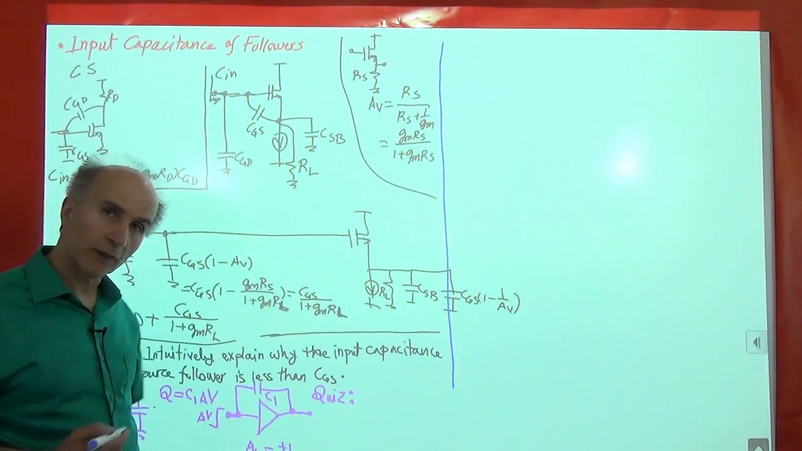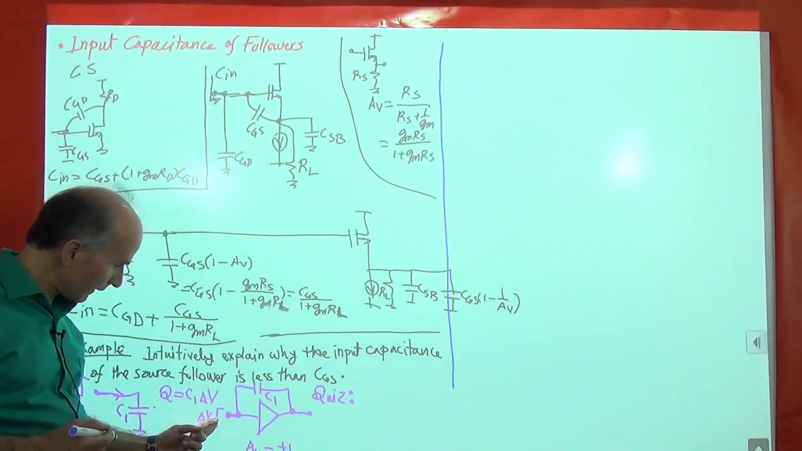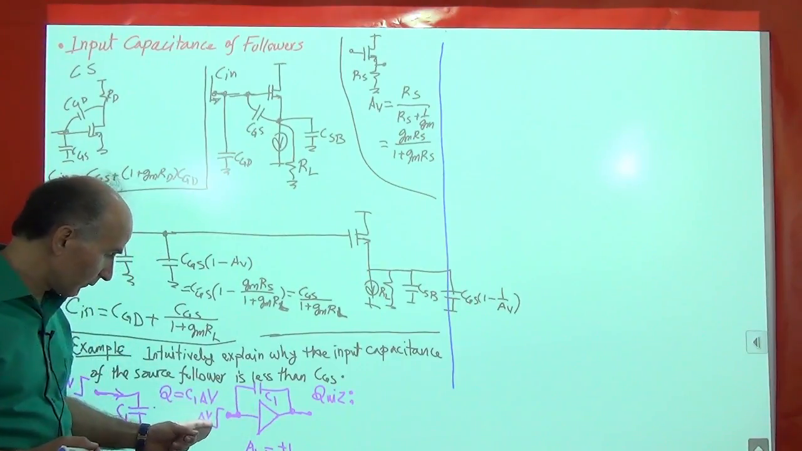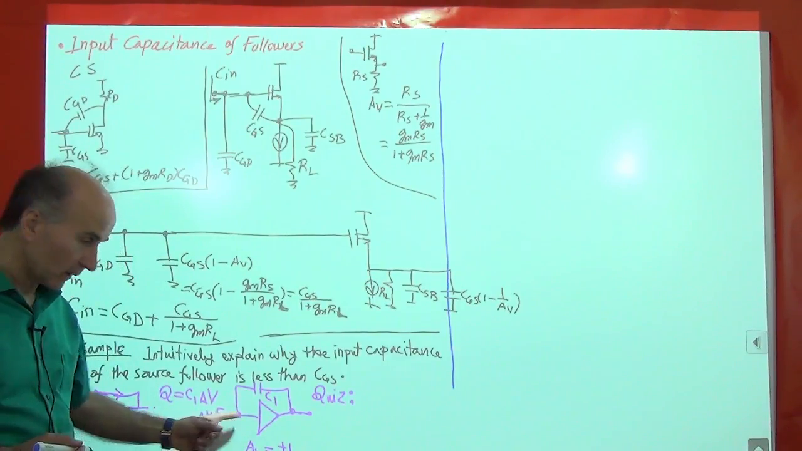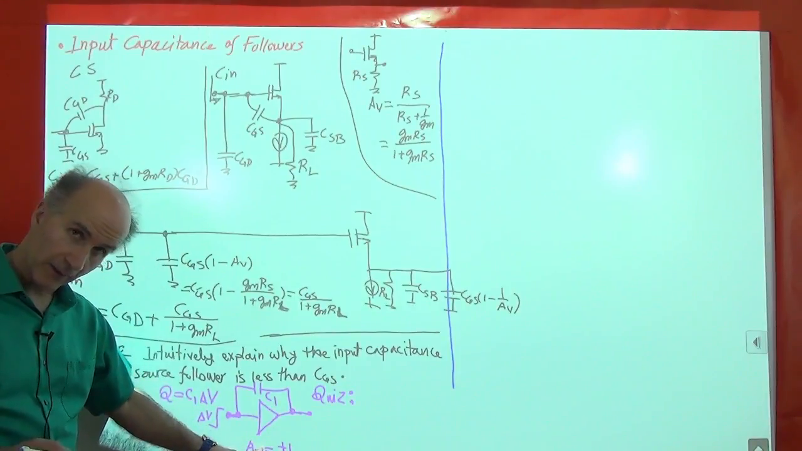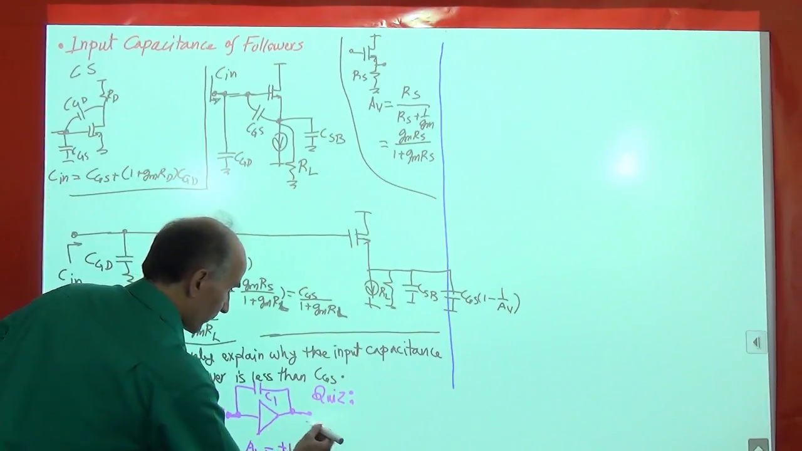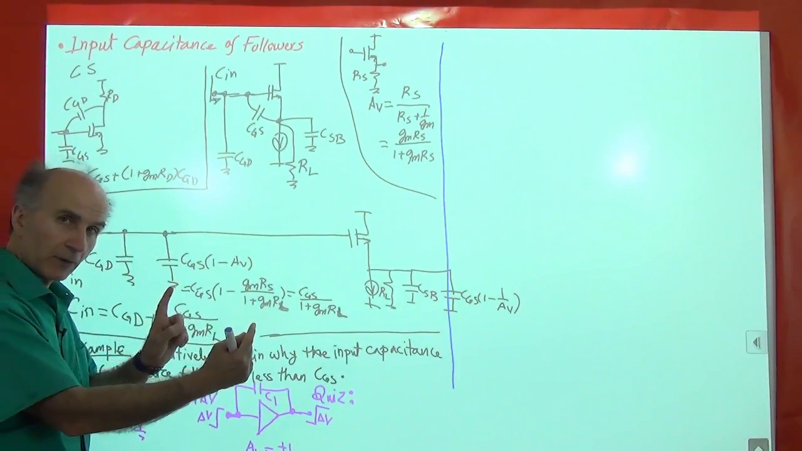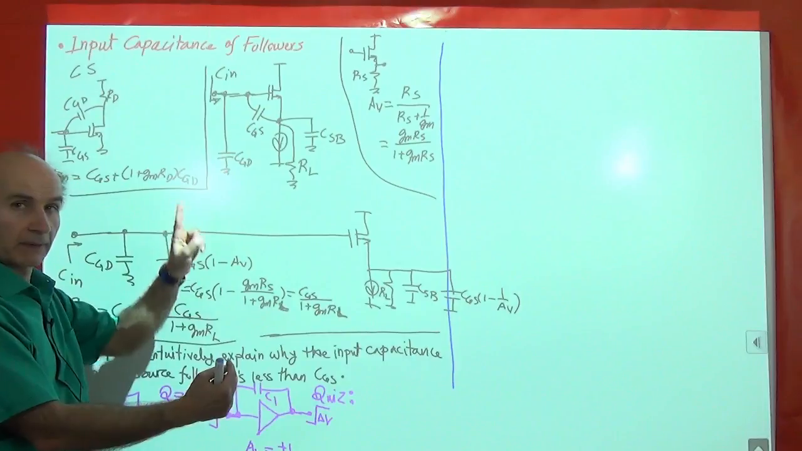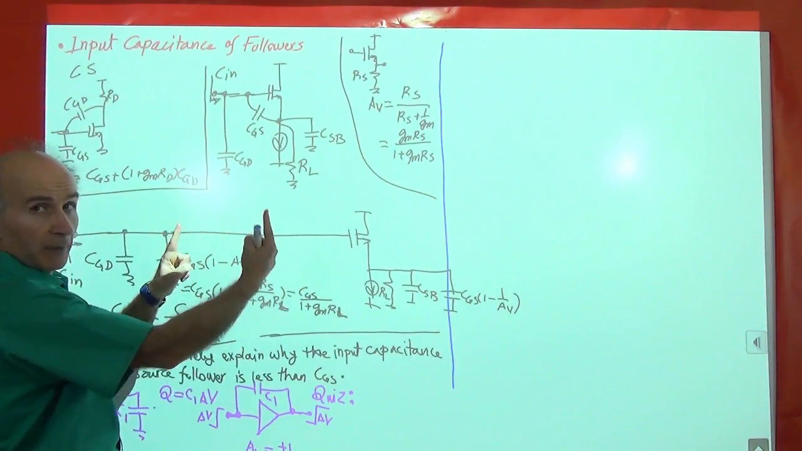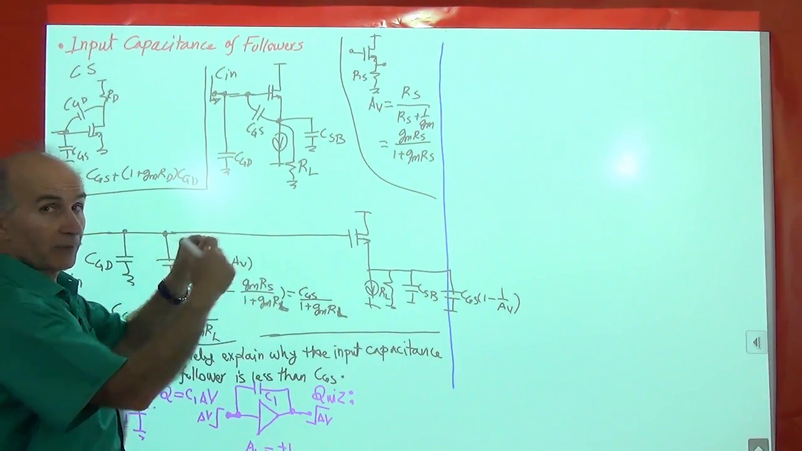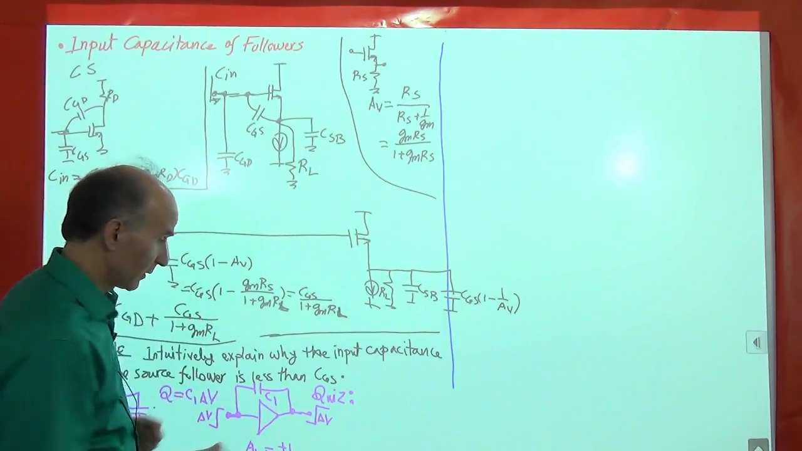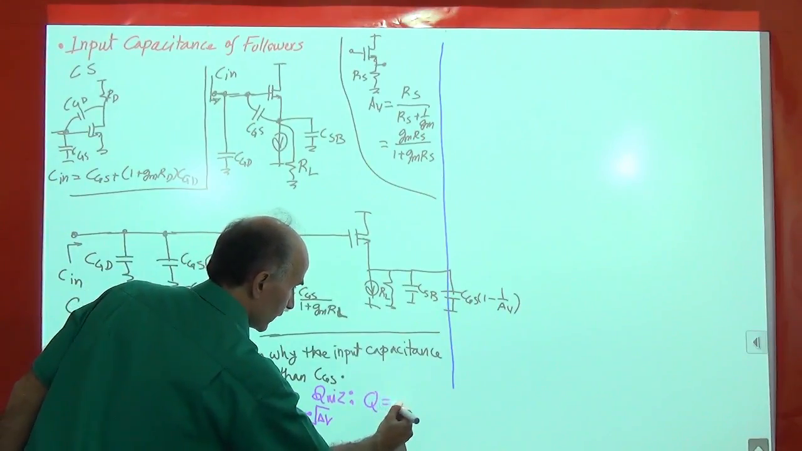Okay, so what did you get for the amount of charge that we have to deliver to this capacitor? Well, if the input voltage changes by delta V, the output voltage also changes by delta V because the gain is plus 1. So this output also goes up by delta V. Now let's look at the capacitor. The left plate of the capacitor went up by delta V. The right plate of the capacitor went up by delta V. The voltage across the capacitor did not change. So we didn't deliver any charge to the capacitor. So Q is 0.